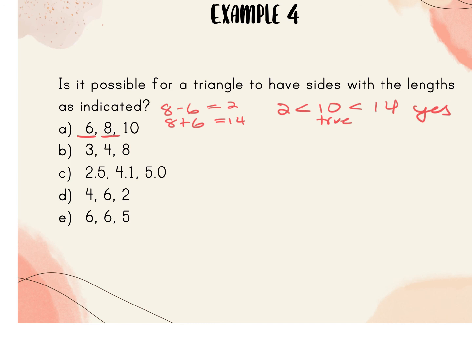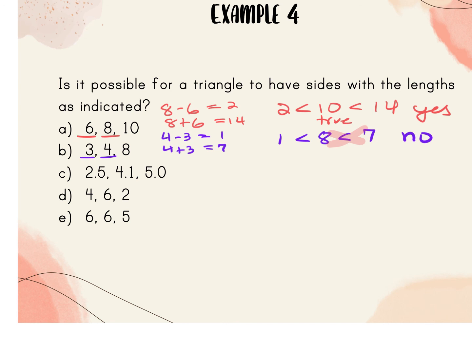Let's try the next one. Add and subtract the two smaller sides. So 4 minus 3, 4 plus 3, 1 and 7. So because 8 is not satisfying this inequality, 8 is not less than 7. This one is no. So it doesn't satisfy this part. It's greater than the difference, but it's not less than the sum. So this one would have not formed a triangle. One of the sides would have been too short.